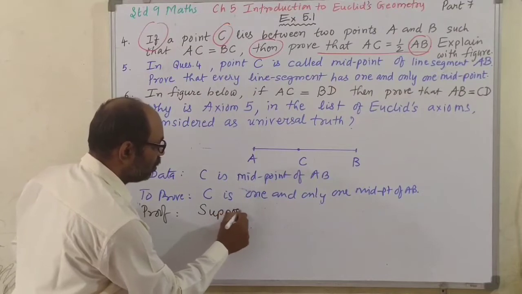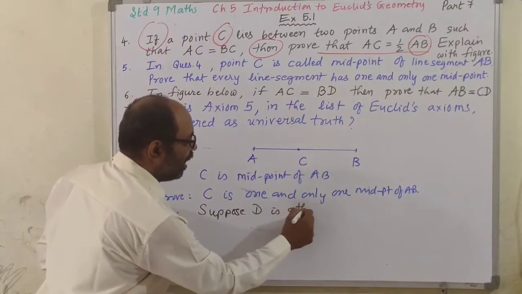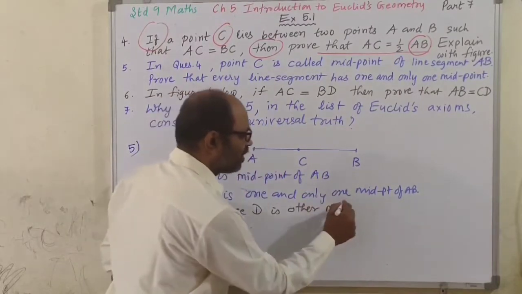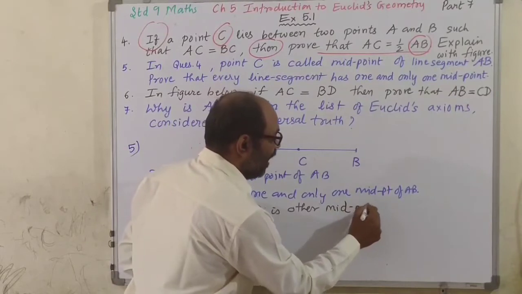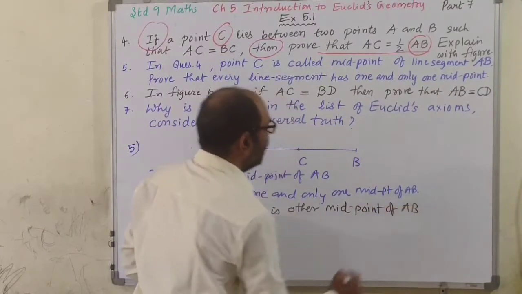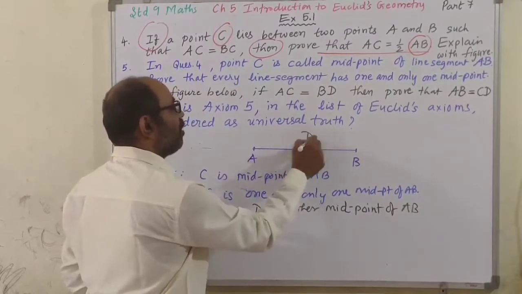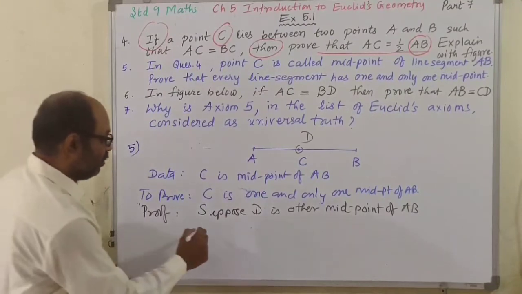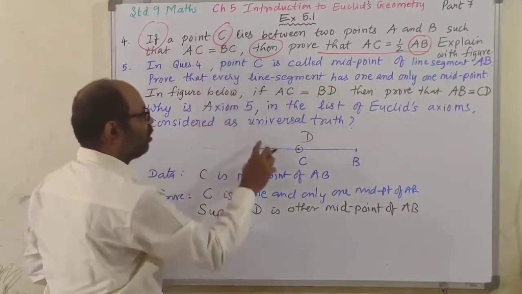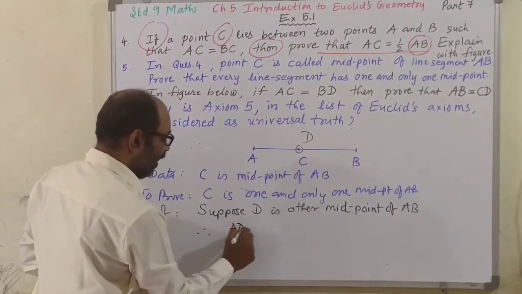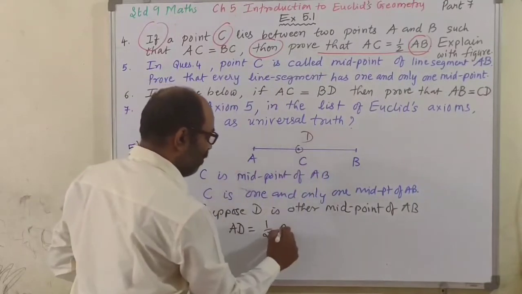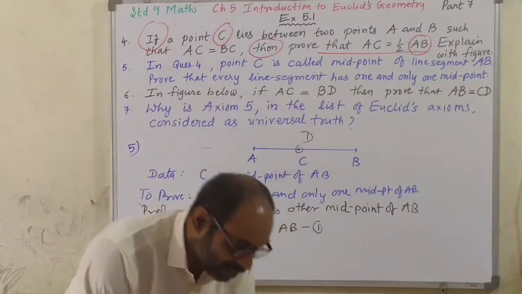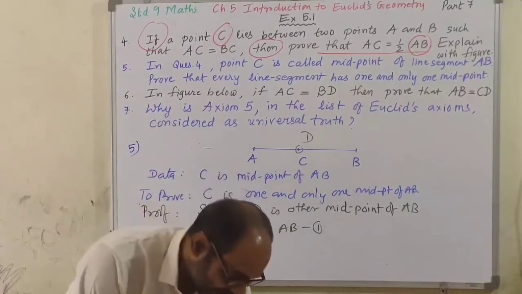Suppose D is other midpoint of AB. Okay, एक minute, children. Suppose D is other midpoint of AB. चलिए, ये C नहीं है, कोई और पॉइंट है D, other midpoint of AB. Therefore, what you can say, just now we proved this both, is AD is equal to half of AB. Result 1. AD is equal to half of AB. Am I right?